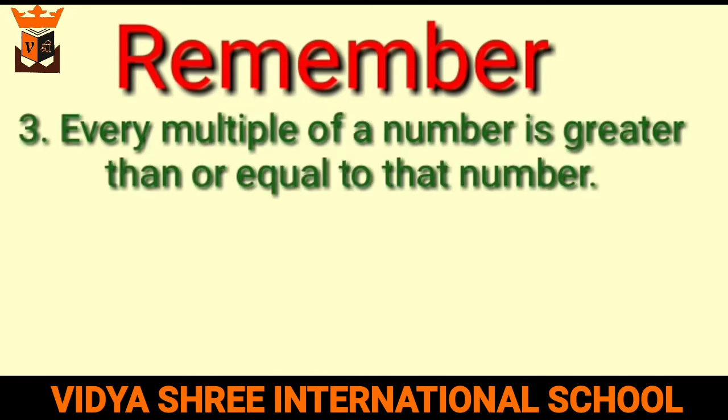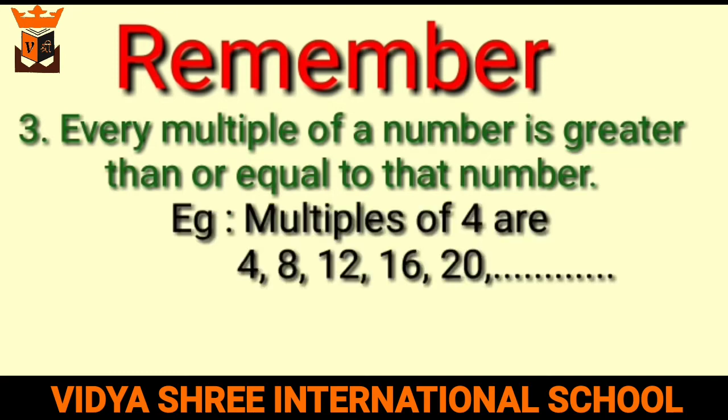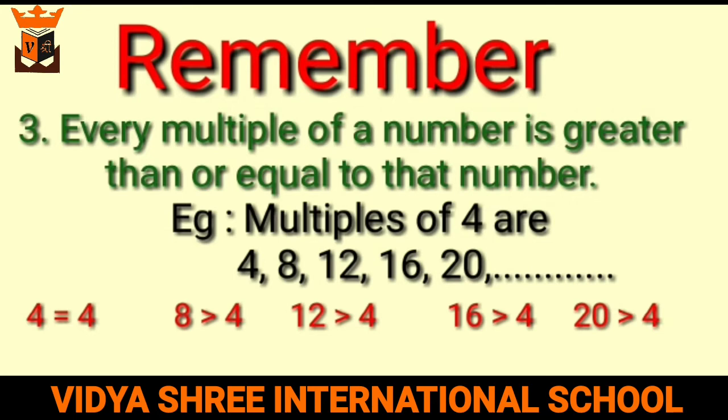Third one, every multiple of a number is greater than or equal to that number. For example, the multiples of 4 are 4, 8, 12, 16, 20 and so on. Here 4 is equal to 4, 8 is greater than 4, 12 is greater than 4 and so on. So here the multiples of a given number 4 are greater than or equal to that number.